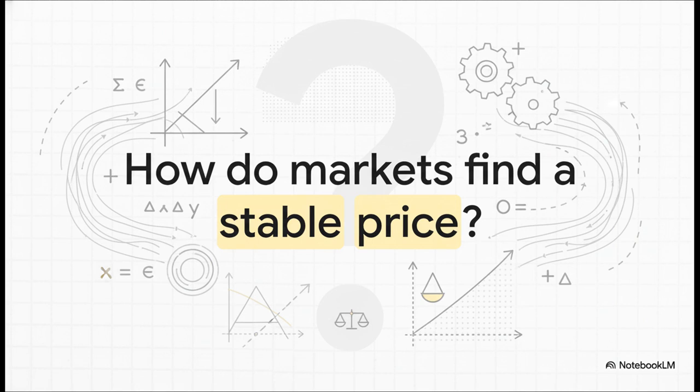Have you ever really thought about it? Why does a cup of coffee cost what it does? Or a new phone? It's not random. There's this incredibly powerful, predictable process going on behind the scenes, something people call the invisible hand of the market. And today we're going to show you exactly how that hand works using just a little bit of algebra.